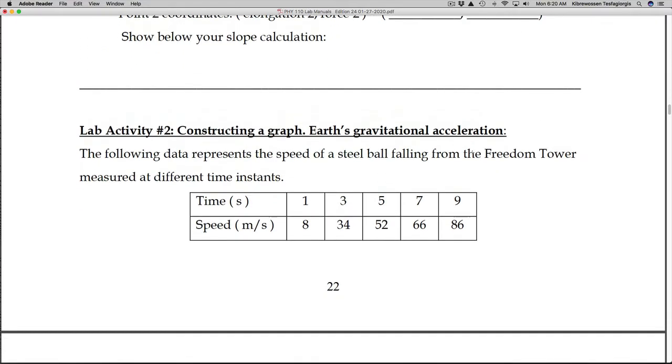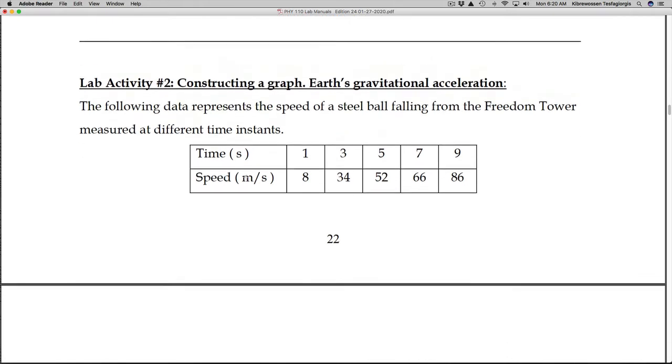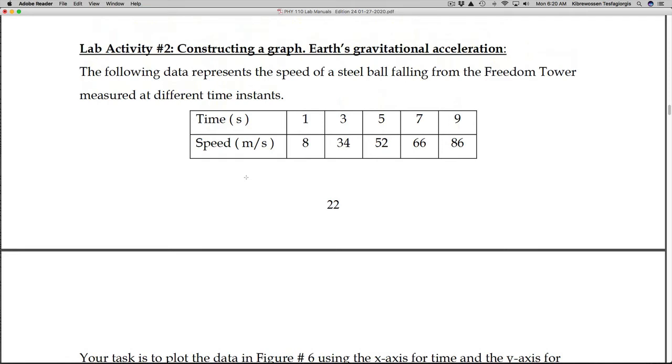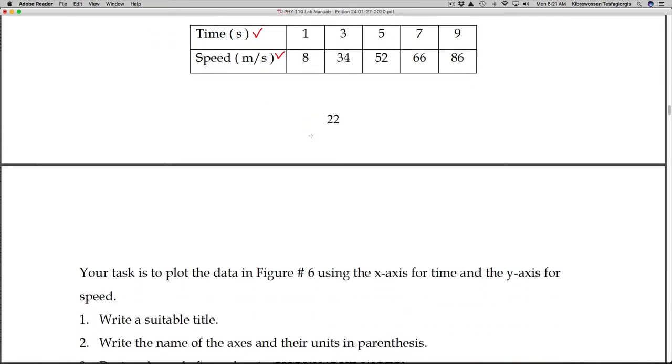All right, so once you do that, then the second activity in this laboratory experiment is to construct your graph. So for instance, by having data, let's say your set of time data is given, a set of speed data is also given here. So the way you will proceed is like this.